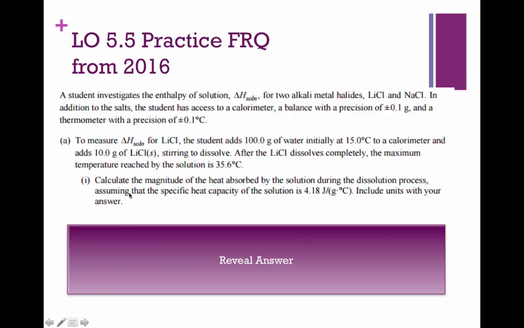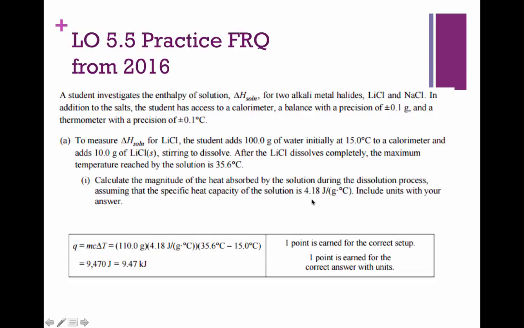And so this says calculate the magnitude of the heat. Heat is Q. If it wants you to calculate delta H, it will say enthalpy. Heat is Q. So calculate the magnitude of the heat absorbed by the solution. By the solution, that's a key word. During the process, assuming the specific heat capacity of the solution is 4.18, and include units.